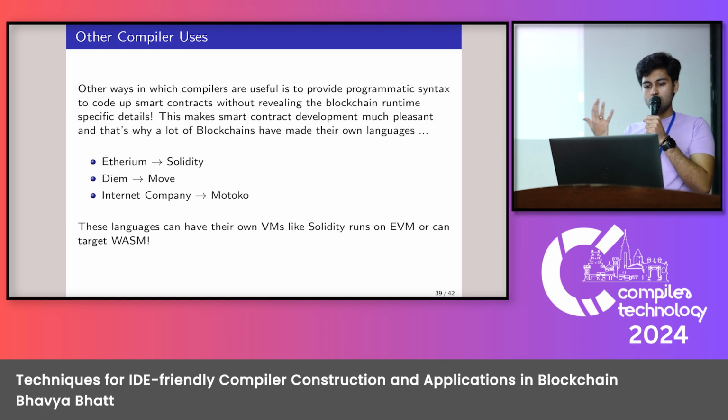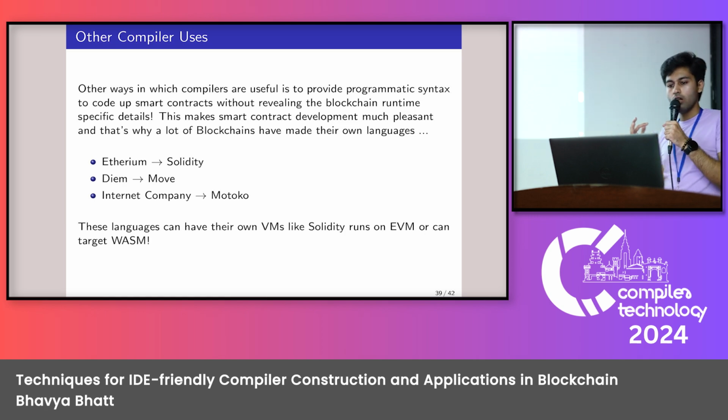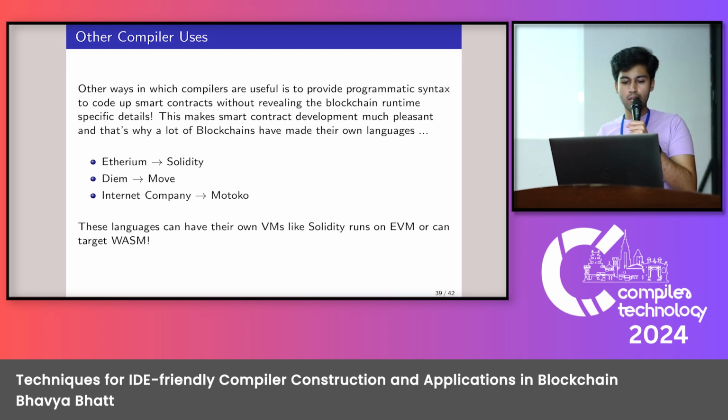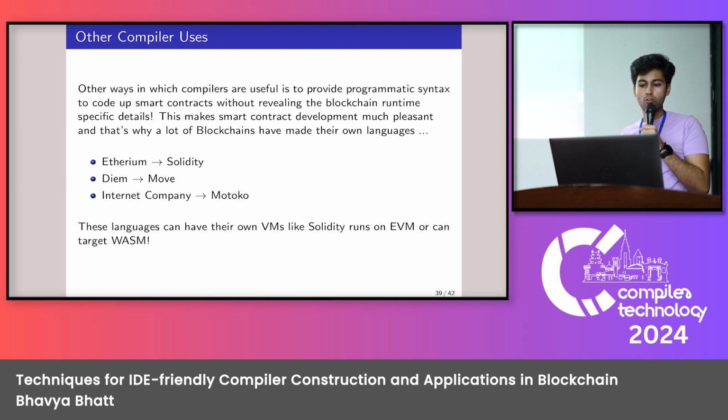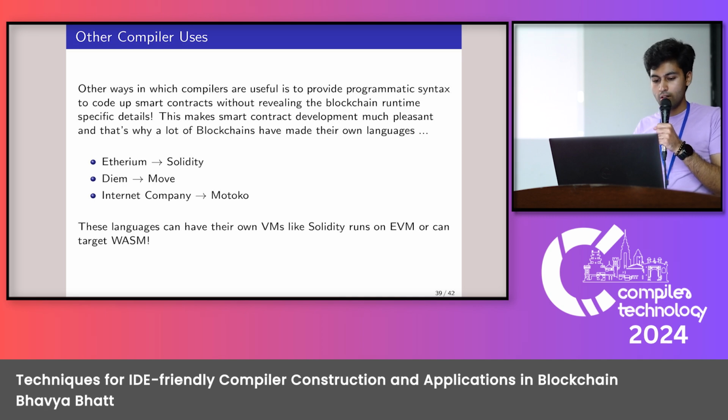Another compiler use, as you may all know, is that people want to write secure smart contracts, and that's why they are saying, okay, we are going to write our own programming languages to provide type systems like that, to provide security like that. Ethereum did Solidity, Diem has Move, Internet Computer has Motoko. They can target either their own VMs or a general bytecode instruction format like WASM. For example, Solidity targets EVM or can target WASM. Mostly people are now inclined towards targeting WASM.